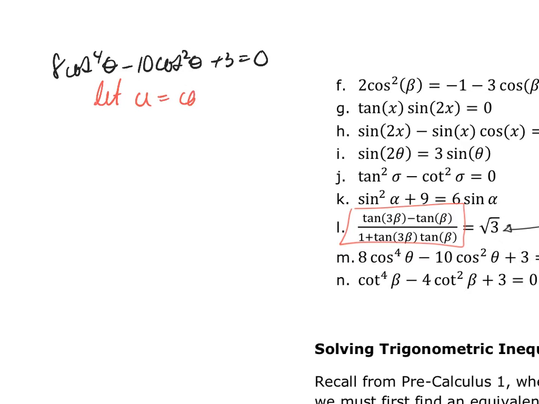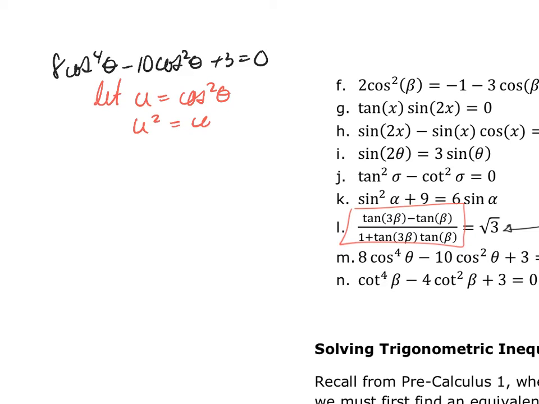Let u equal the cosine squared theta. Because if you haven't learned it, now is the time to learn it because you'll need it for calculus. This is a quadratic type equation. I have 3 terms, and it looks like something squared minus something not squared plus some constant. This looks like a quadratic, so I'm going to treat it as such with u substitution.